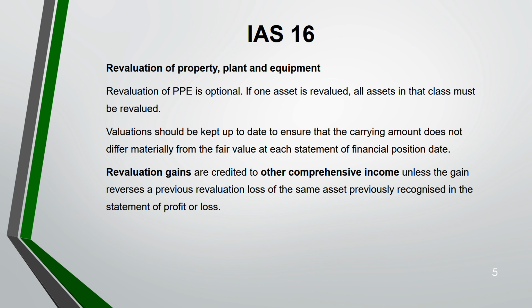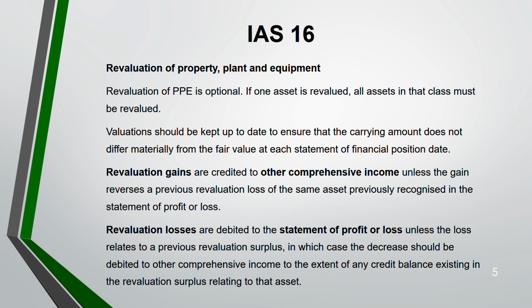Now, very important: for revaluation gain and revaluation loss, how do you deal with it? If it's a revaluation gain, it is credited to other comprehensive income, unless the gain reverses a previous revaluation loss that was recognized in the statement of profit and loss. Next, if it's a revaluation loss, you will debit it in your profit and loss, unless the loss relates to a previous revaluation surplus, which you will debit from the OCI first, and the extra will go to profit and loss.